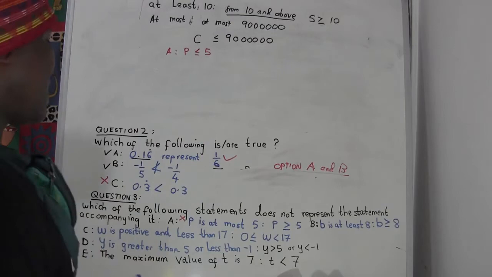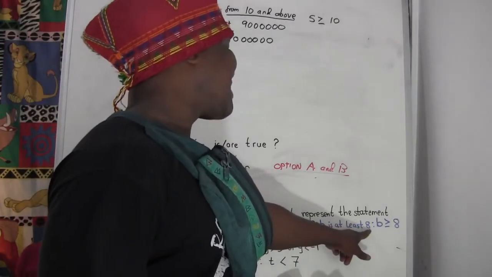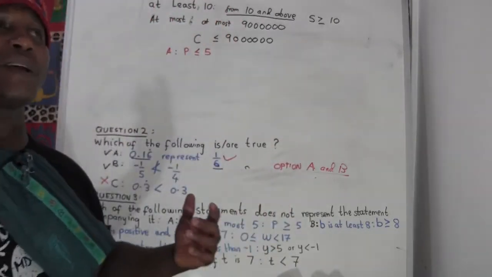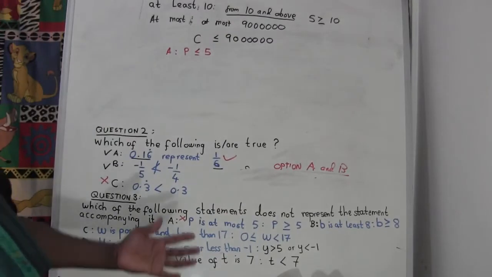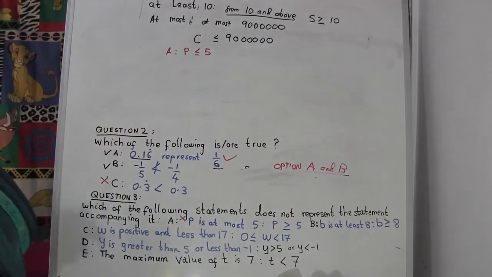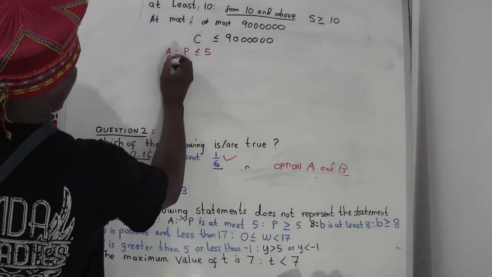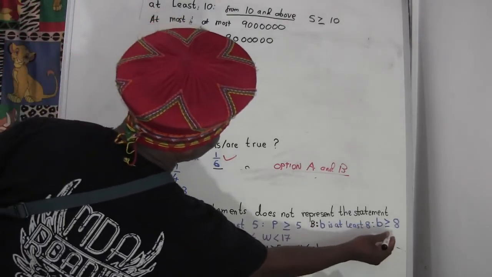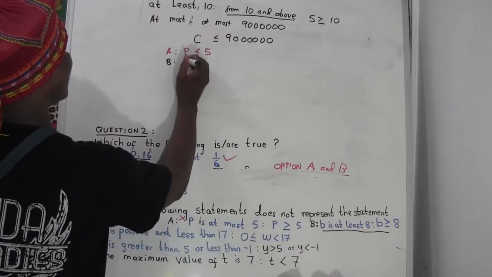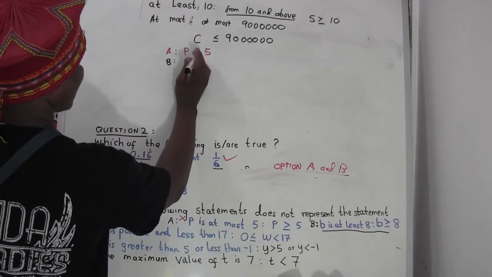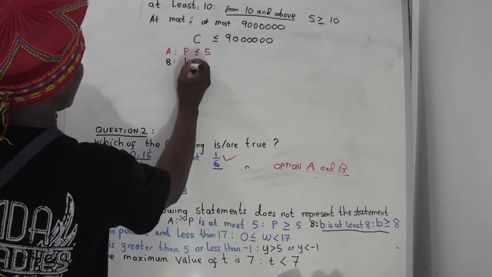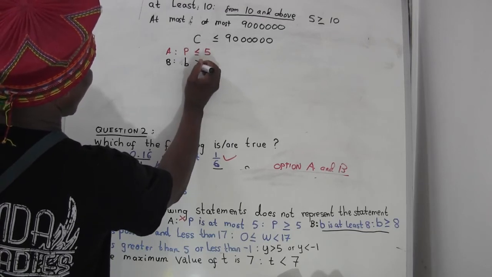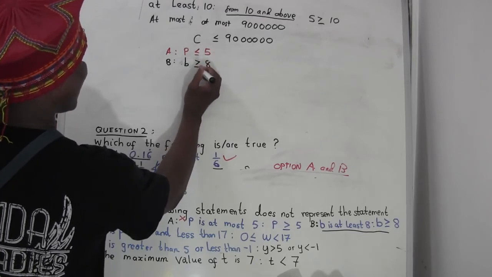Now we go for number 2, B. B is at least 8. At least, what does that mean? It means the minimum is 8 and more. So for B, B is at least 8. It must be either 8 or more. Means either equal to 8 and more.